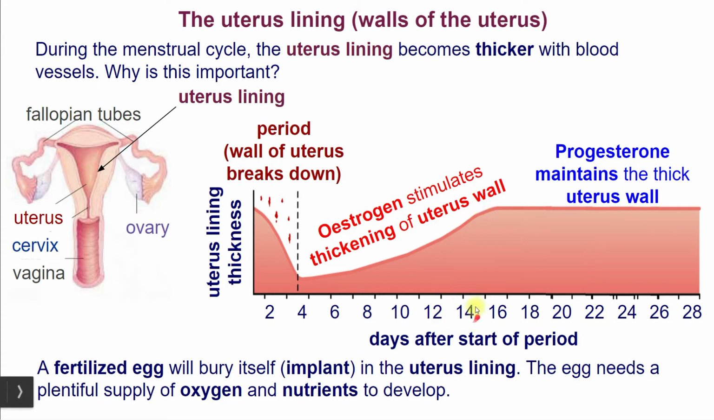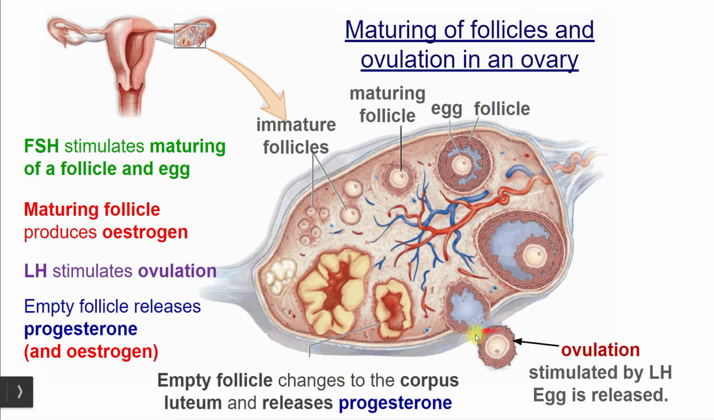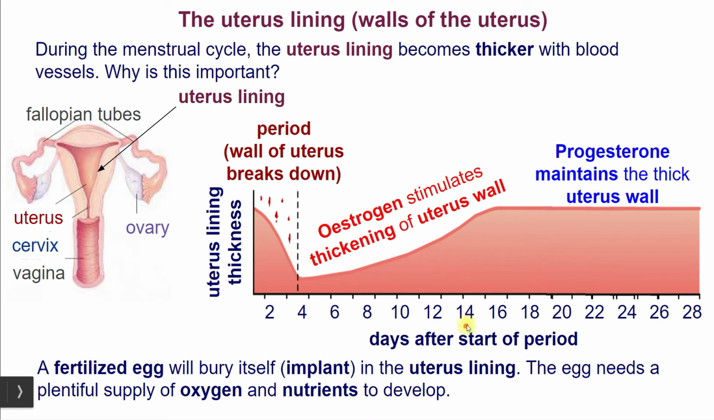And at around day 14, the egg is released from the follicle in ovulation, and the empty follicle starts to produce progesterone hormone. So at day 14, ovulation occurs and progesterone is produced, and this helps to keep the wall of the uterus thick for the next couple of weeks till the end of the 28-day menstrual cycle.